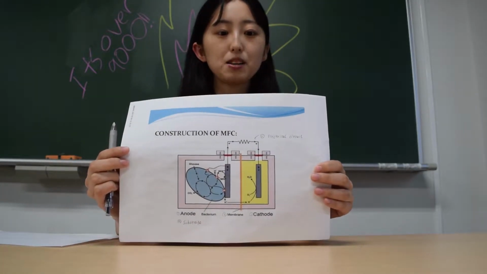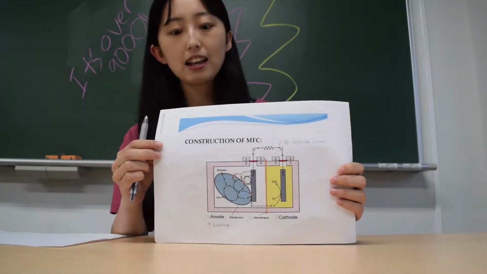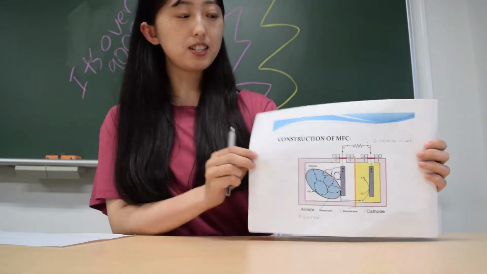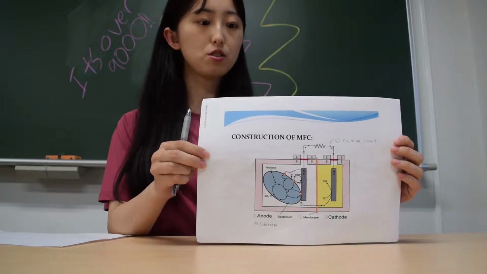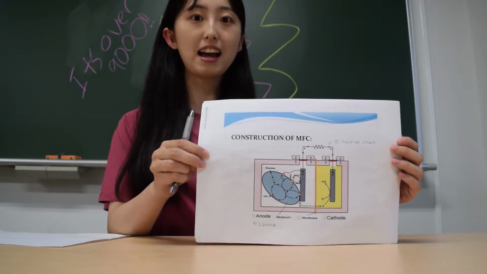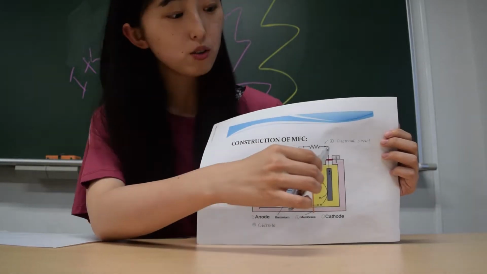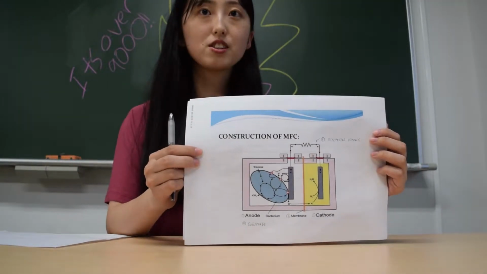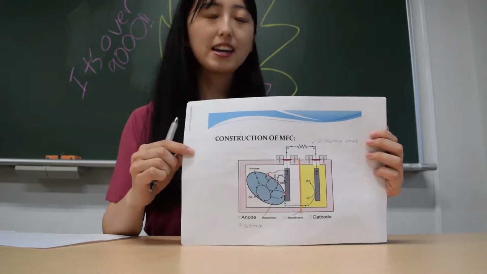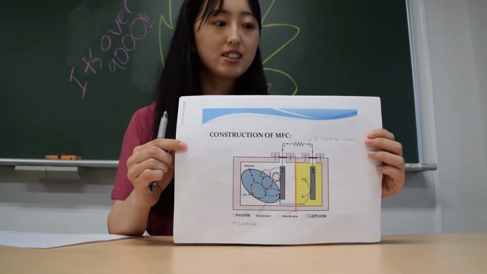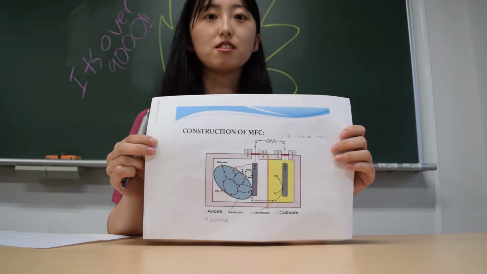Next, I will show you a picture of the construction of MFC. It is almost the same as a battery we learned about in high school, but the anode is quite different. Bacteria live in the anode and convert the substrate to carbon dioxide, water, and energy. After leaving the anode, electrons travel through the circuit to the cathode. Electrons and protons combine at the cathode. Oxygen is reduced to water.